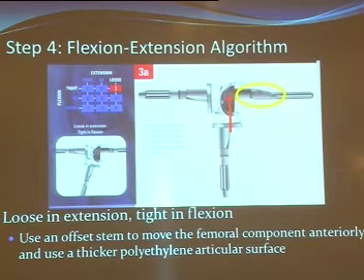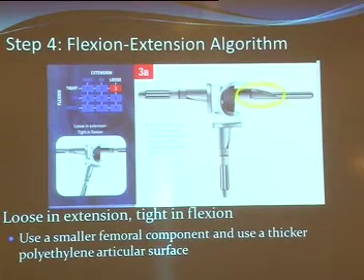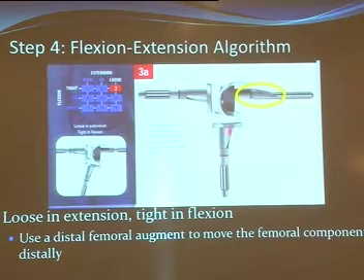Now the opposite case, it is loose in extension and tight in flexion. So what would we do? If it is loose in extension, we need to either put more distal femoral augment and use a thinner polyethylene. Secondly, the same thing can be done by our offset stem. You can move the component anteriorly, or use a smaller component and increase the poly size. And these are 3 things you can do for the same algorithm.